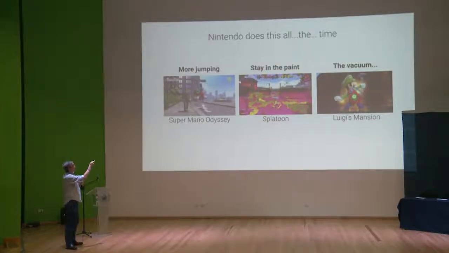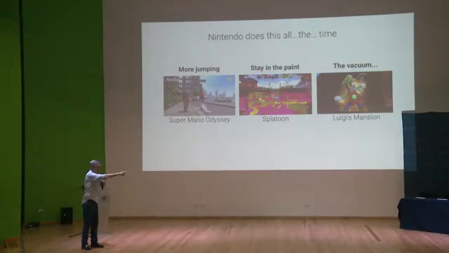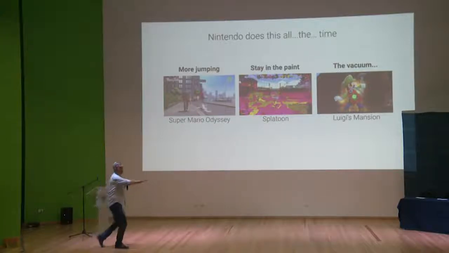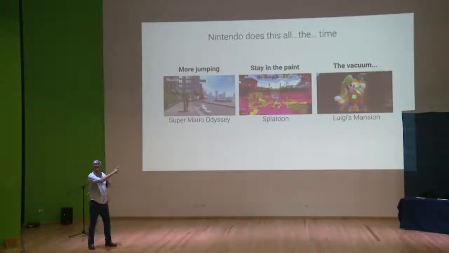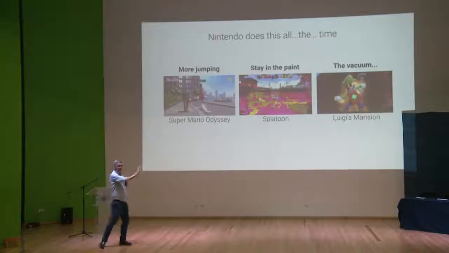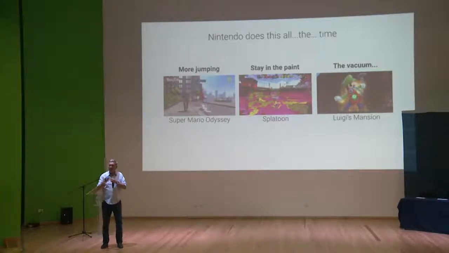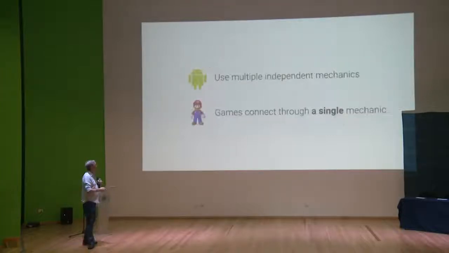And of course, Nintendo does this all the time. They are the king of this. Super Mario Odyssey has many different ways in which you can jump. You can throw the hat, and you can jump on the hat. Splatoon is all about paint, and so if you paint on the ground, you can go into the paint, and then you can pop up. If you want to climb a wall, you paint the wall, and you do the same thing. So they always do crazy actions with one simple mechanic.